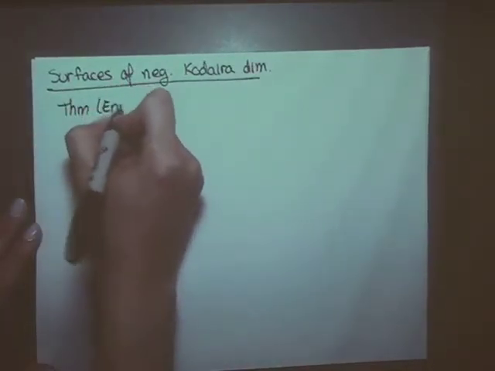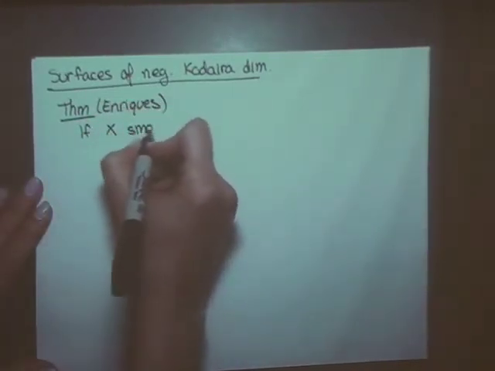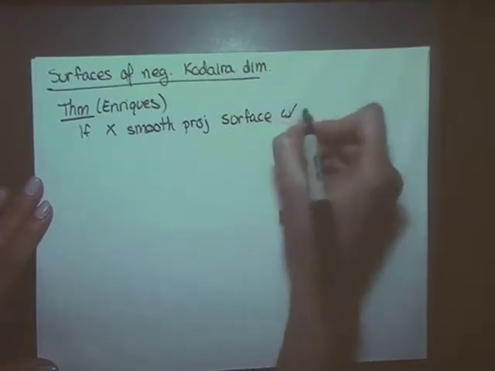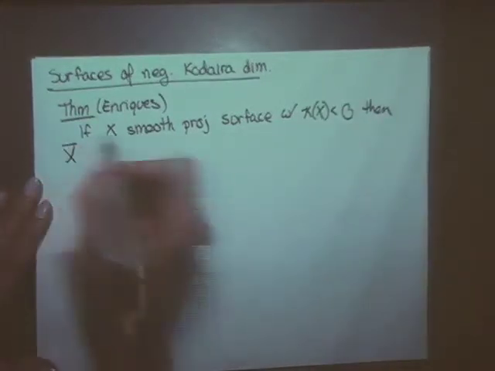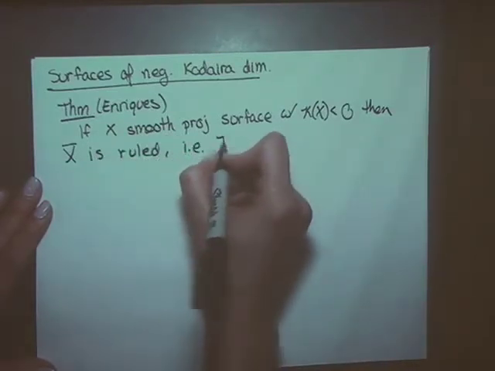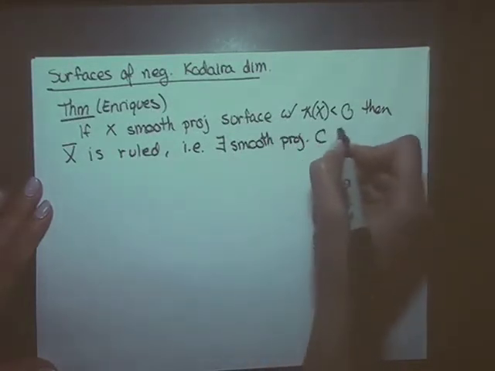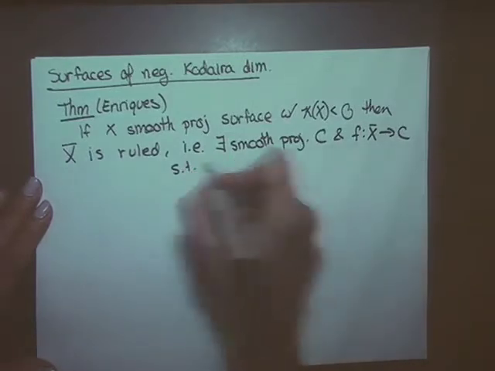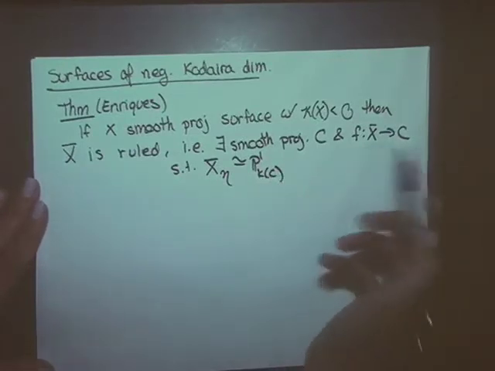So then there's a theorem, which I think is usually attributed to Enriques, which is that if X is a smooth projective surface with negative Kodaira dimension, then over the algebraic closure, X is ruled. So X bar is ruled. So what does this mean? This means that there exists a smooth projective curve C and a morphism F from X bar to C such that the generic fiber is isomorphic to P1. So the generic fiber of this map is isomorphic to P1.